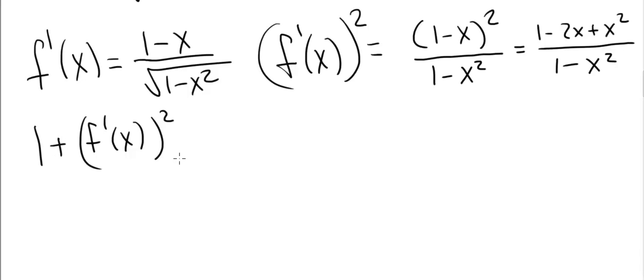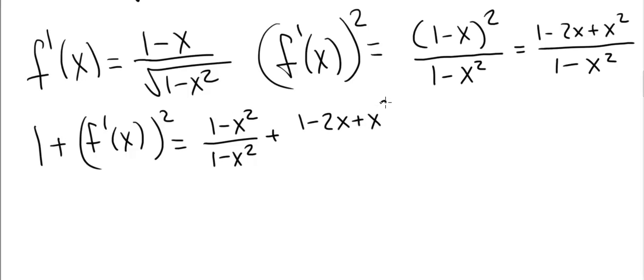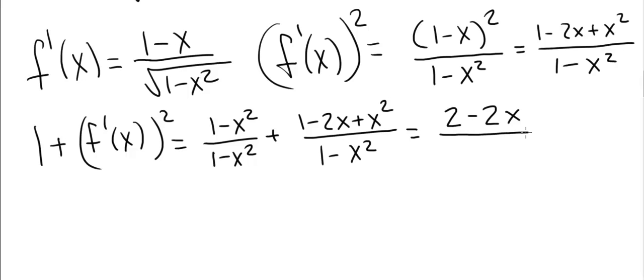Since the denominator of f prime of x squared is 1 minus x squared, we can write 1 as 1 minus x squared divided by 1 minus x squared, plus 1 minus 2x plus x squared divided by 1 minus x squared. So this is 1 plus 1, that gives us 2 minus 2x, and then minus x squared plus x squared, that's 0, divided by 1 minus x squared.